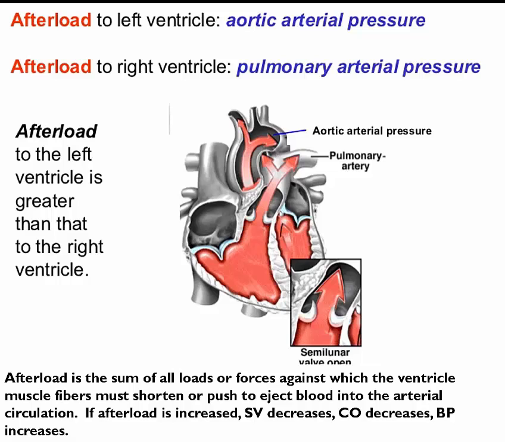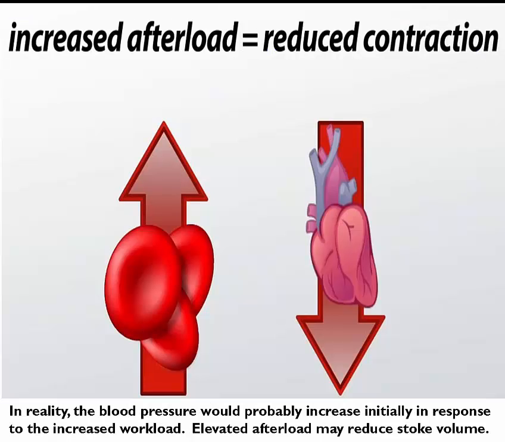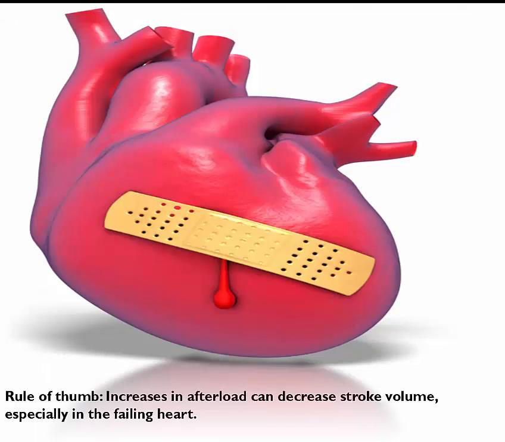If afterload is increased, the stroke volume decreases, the cardiac output decreases, but the blood pressure increases. Increased afterload is reduced contraction. So in reality, the blood pressure would probably increase initially in response to the increased workload. An elevated afterload then may reduce the stroke volume. Another rule of thumb is that increases in afterload can decrease stroke volume, especially in the failing heart.